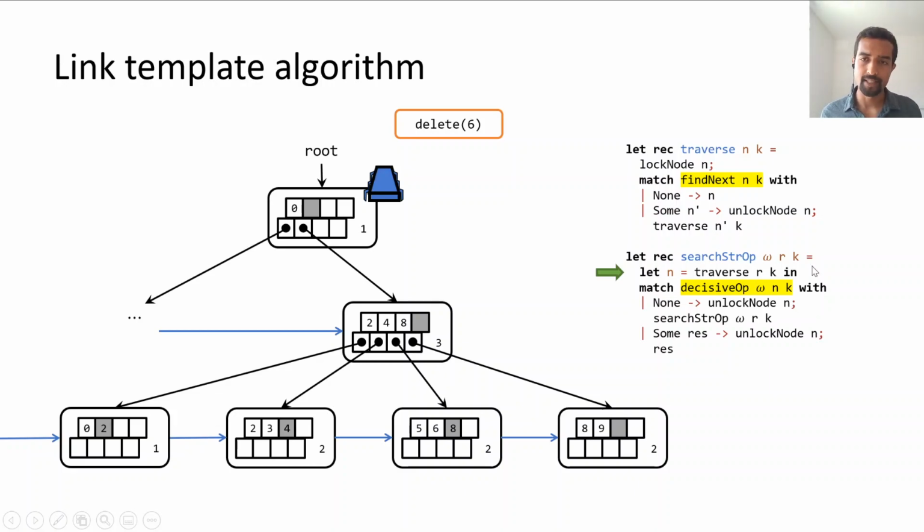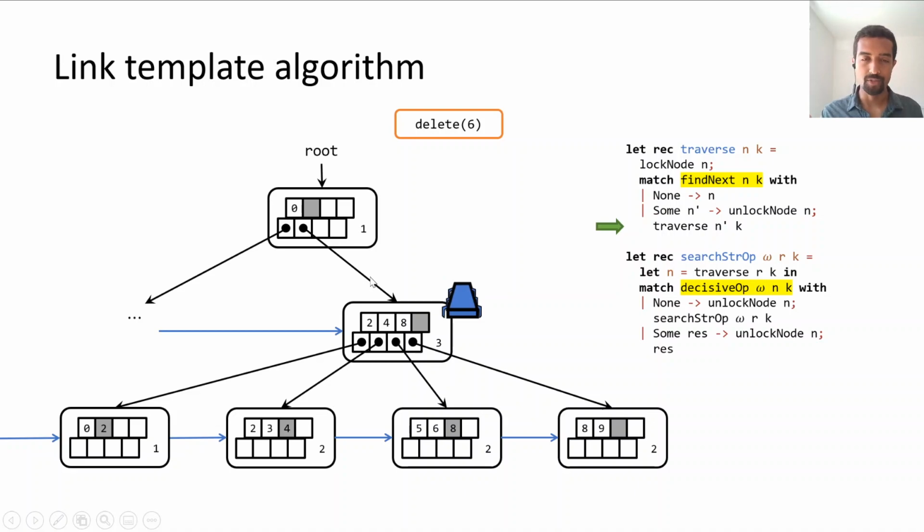Search structure op starts off by calling this traverse method, which represents the recursive traversal through the data structure. And what the traversal does at every point is it locks the node that the thread is on, and then calls another method called findNext. This method is highlighted in yellow because these are the sort of helper methods that are data structure dependent. So for a B-link tree, findNext consists of doing a binary search on the keys to find the pointer that the thread should take. So 6 is greater than 0, and so it would take this right pointer here.